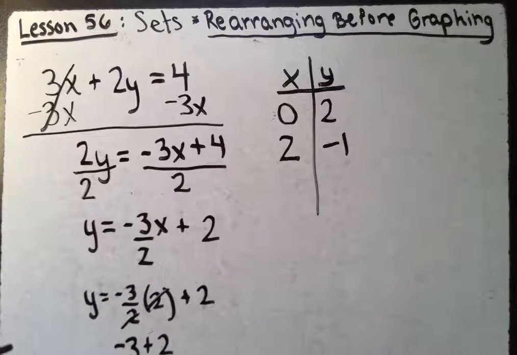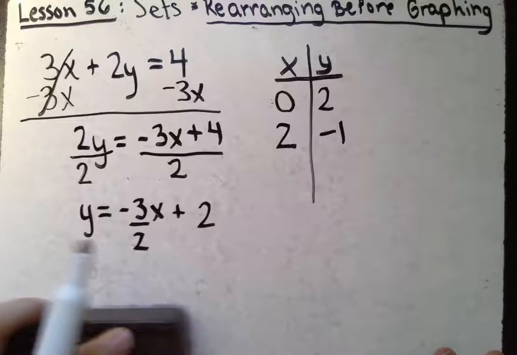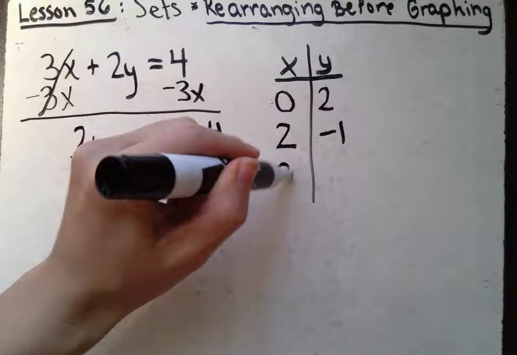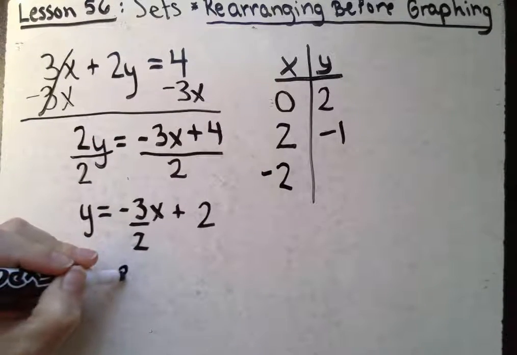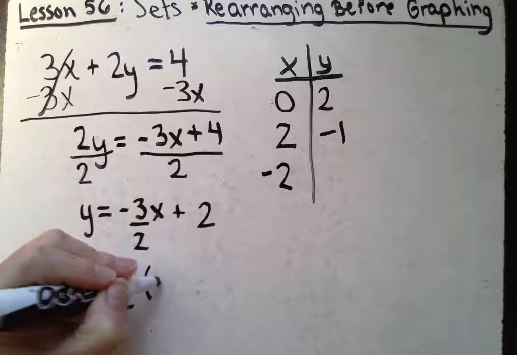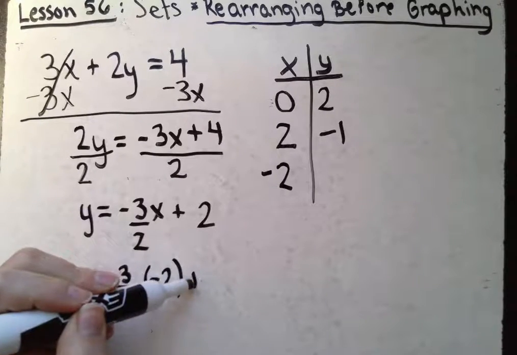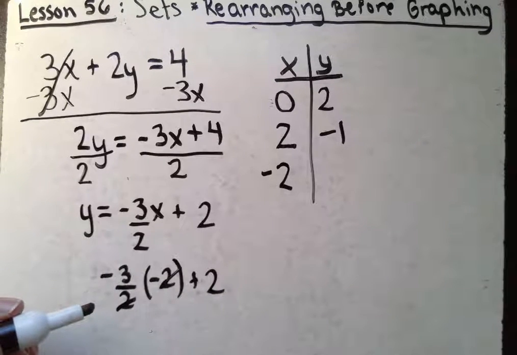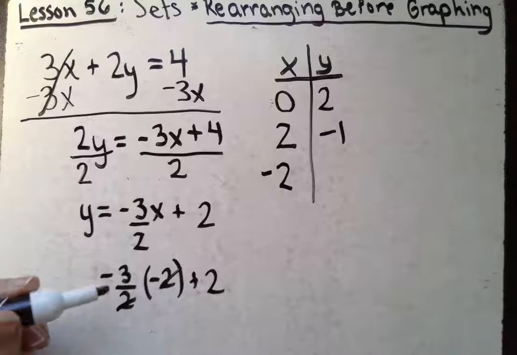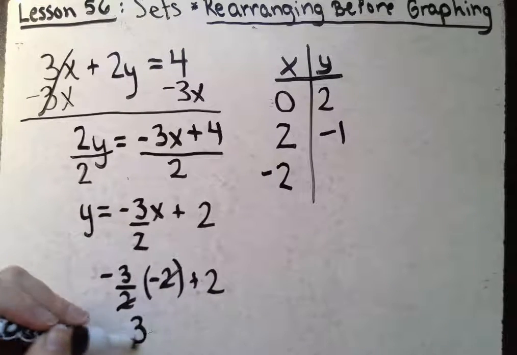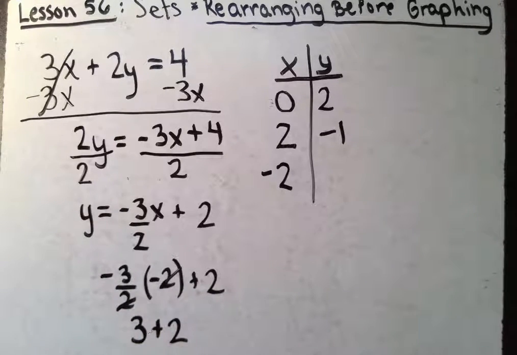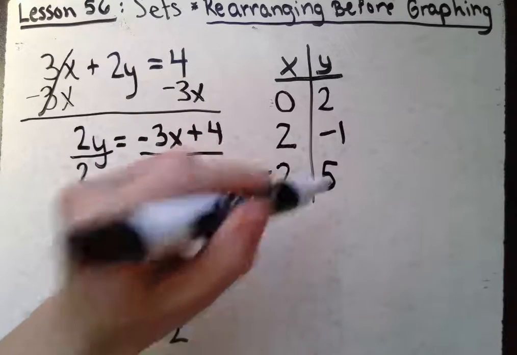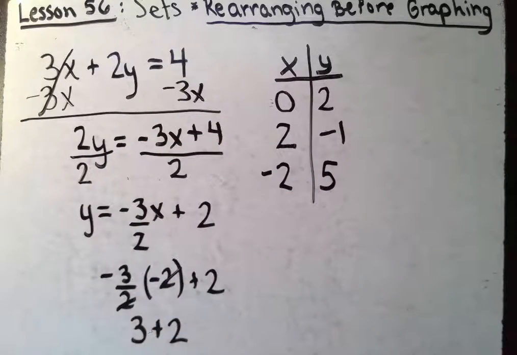Let's do maybe one more value. Another convenient value would be negative 2. If I plug in negative 2, I have negative 3 over 2 times negative 2 plus 2. Again, the 2's cancel out, but this time it's going to become positive. So this is positive 3 plus 2, which is 5. So my ordered pair is negative 2, 5.